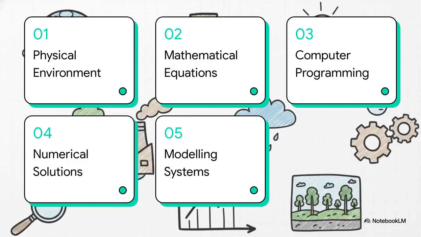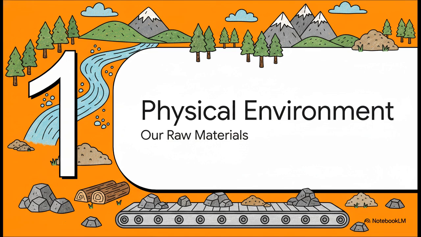Okay, let's dive right into this. Here is our four-part recipe for today. Number 1, the physical environment. 2, mathematical equations. 3, computer programming. 4, finding numerical solutions. And finally, number 5, we'll wrap it all up with modeling environmental systems. All right, starting our assembly line with part 1, the physical environment, our raw materials.